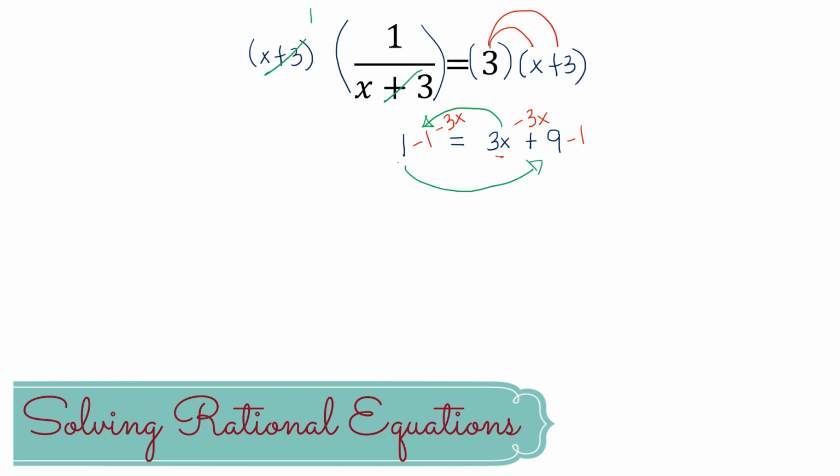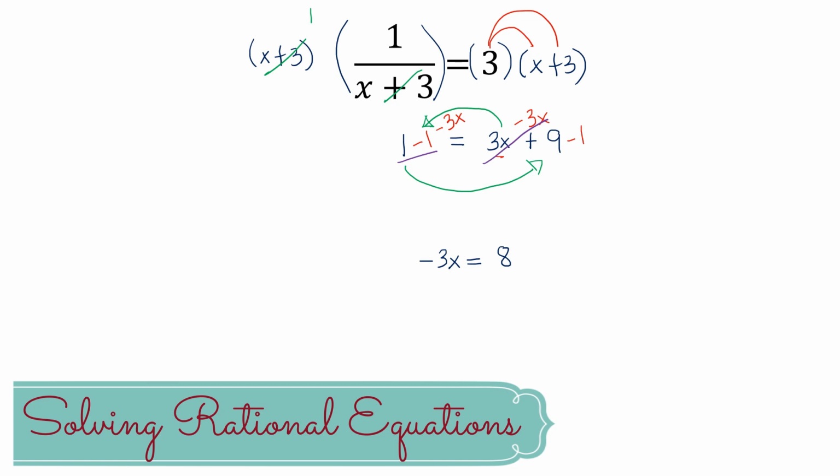Now, 1 minus 1 is 0. So what's left is negative 3x equals, 3x minus 3x is 0. So what's left is 9 minus 1, 8. Now we have negative 3x equals 8. Again, the goal is to solve for the value of x, and that means the numerical coefficient of x must become positive 1. Now it's still negative 3.